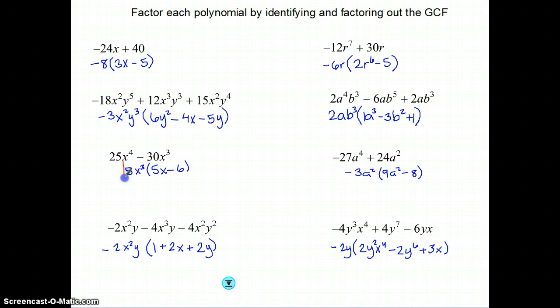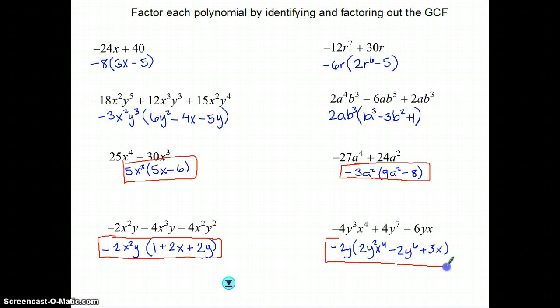For the first, you should have factored out 5x to the 3rd, leaving you with 5x minus 6 in parentheses. To the right, you should have factored out a negative 3a squared, leaving you with 9a squared minus 8 in parentheses. Down to the left, you should have factored a negative 2x squared y, leaving you with a positive 1 plus 2x plus 2y in parentheses. And last, you should have factored out a negative 2y, leaving you with 2y squared x to the 4th minus 2y to the 6th plus 3x in parentheses.